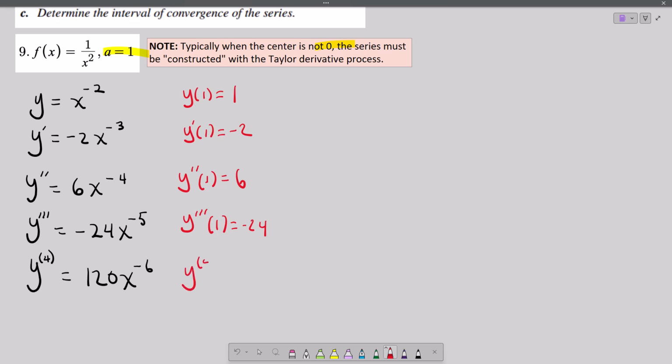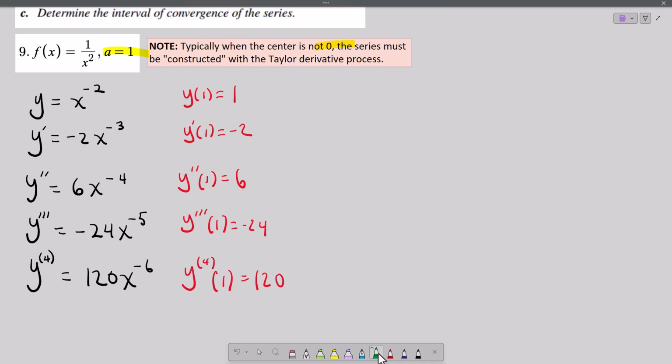So when the power series is not centered at the origin, this is what we do. Got that? And then we are going to build the power series.